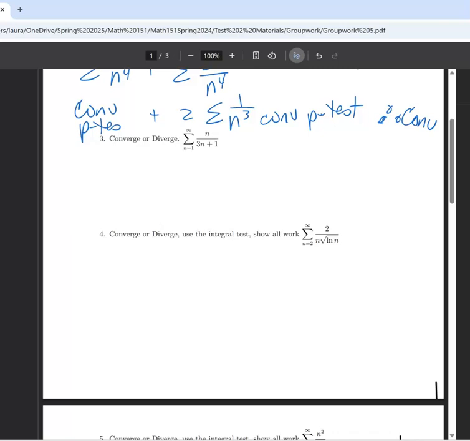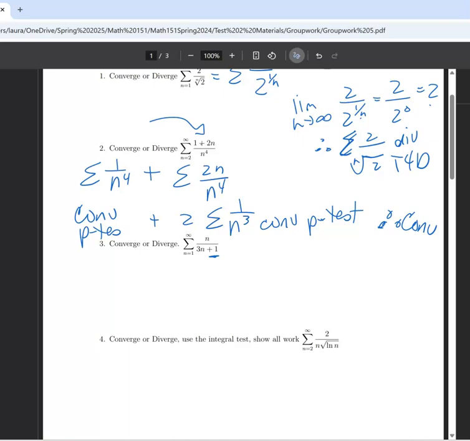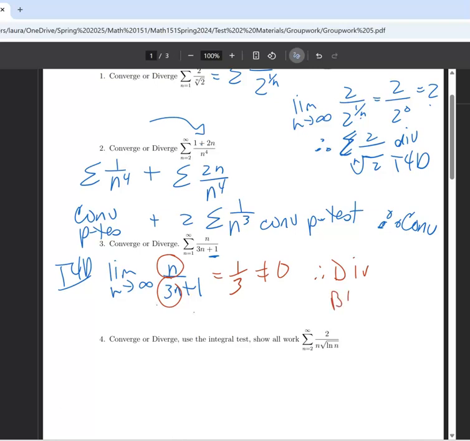This here has a positive 1 in the denominator. We can't do what we just did here. We can't split it up. It's not looking pretty. So again, when there's nothing that immediately comes to mind, I'm going to try t for d. I take the limit as n goes to infinity, n over 3n plus 1. It's not necessary to use L'Hopital's. You could just take the highest powers, and that gives you 1/3. Oh, it doesn't equal 0, so the whole thing diverges by t for d.